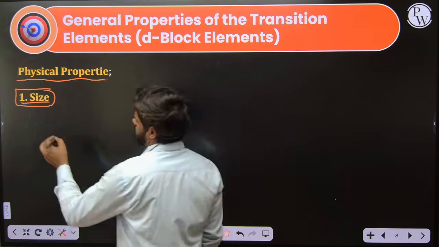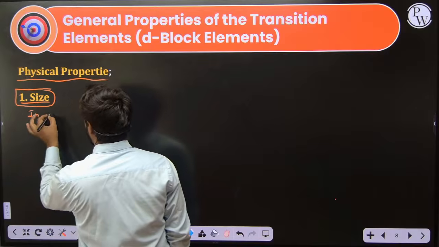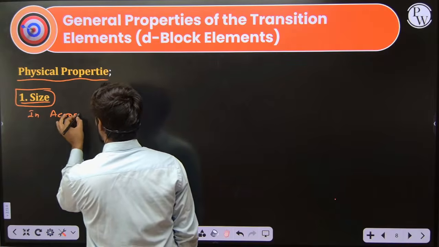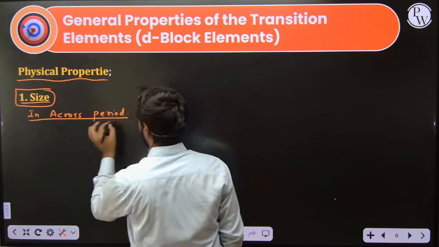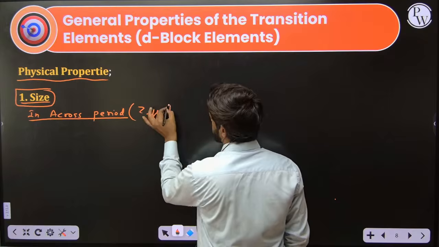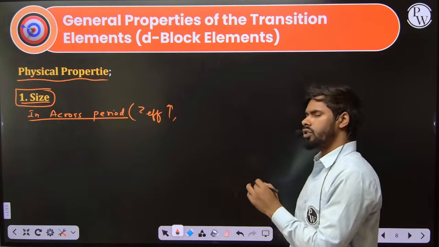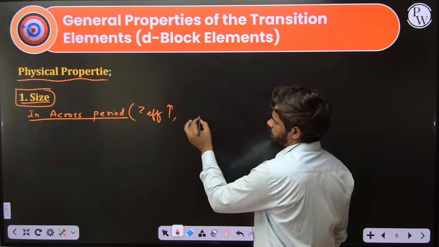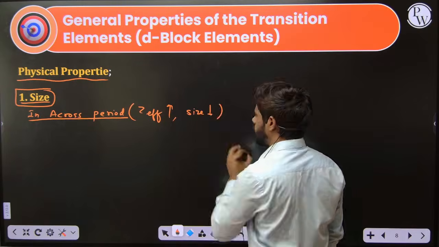So if we see the size, across the period, size decreases. Across the period, the factor we apply is that Z effective increases. If Z effective increases, overall the force of attraction on the electron increases. Due to that, size decreases, that we know.